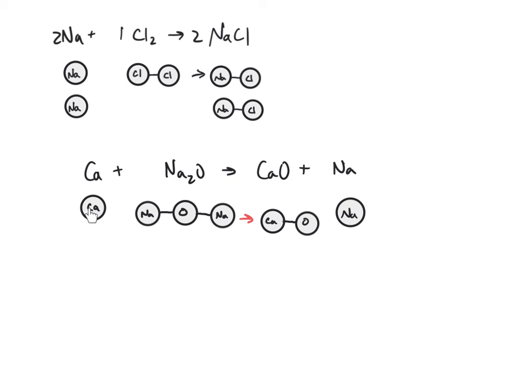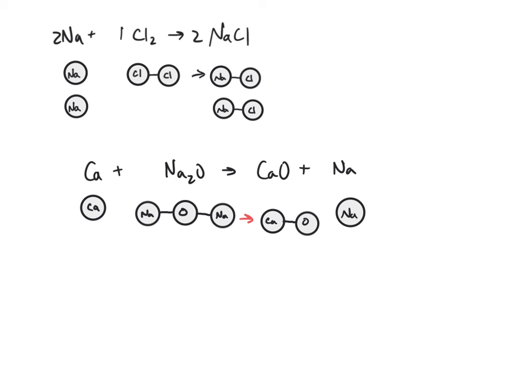On the left, I had an atom of calcium. Over here, I have an atom of sodium. Now let's tackle this one atom at a time. Let's first take a look at the calcium on the left. There's only 1 of them, and over on the right-hand side, there's only 1 calcium on the right. So as of right now, those are balanced.